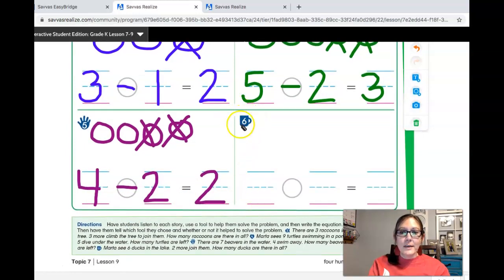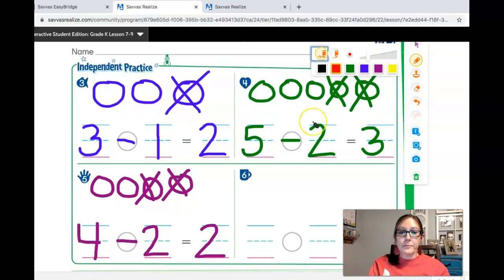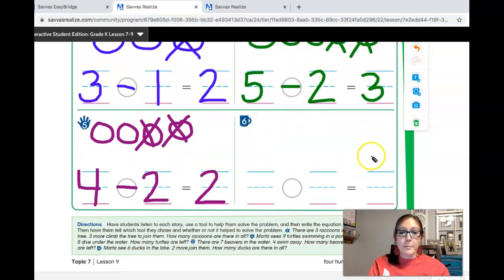Number 6 coffee cup. Listen to this math story closely. We're going to draw the picture and write the equation that matches. I want to see if you can do this one by yourself. So listen to the story and then pause the video. Do the work and push play when you're ready to check your work with me. Are you listening closely?